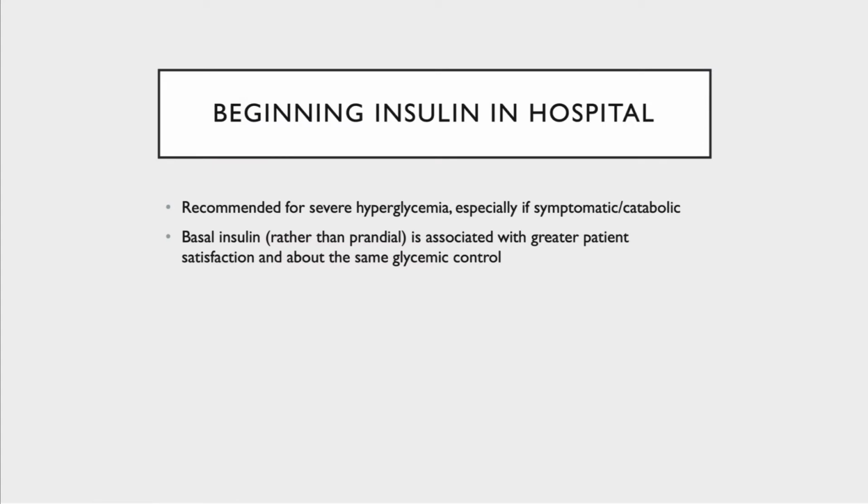Now let's talk about acute care NPs and what you need to know. We need to think about how we're going to start insulin therapy in the hospital. We use insulin for severe hyperglycemia, especially if they're symptomatic or catabolic. Catabolic means they're losing weight, right?